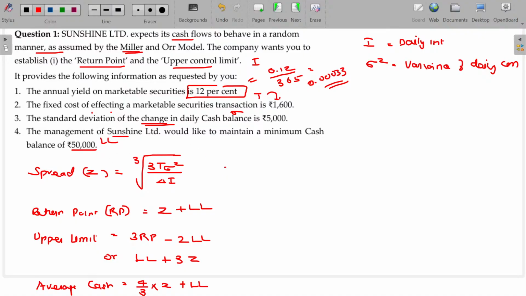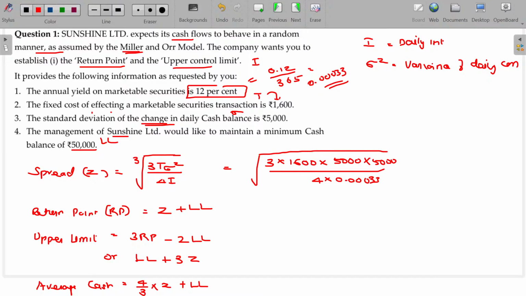Now feed the data in this formula. 3 into transaction cost being 1,600 into variance, standard deviation square, otherwise variance, which is nothing but 5,000 into 5,000, divided by 4 into rate of interest per day, 0.00033. Take the root of this. Get me the final value. I think this value being 44,964.43.